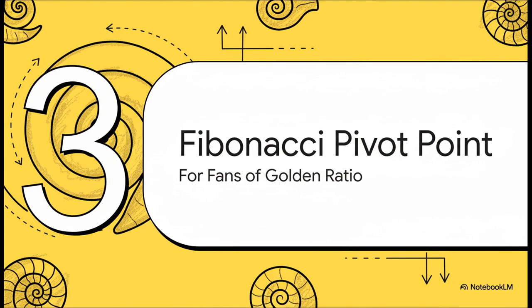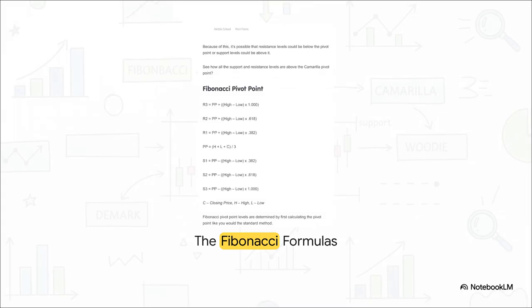Okay, for our third and final alternative, we're bringing in one of the most famous, almost legendary concepts in all of trading, the Fibonacci pivot point. So this method actually starts with a standard pivot point calculation. Nothing fancy there. But then, to find the support and resistance levels, it takes the previous day's range, that's just the high minus the low, and multiplies it by key Fibonacci ratios, like 0.382 and 0.618, before adding or subtracting it from the main pivot.